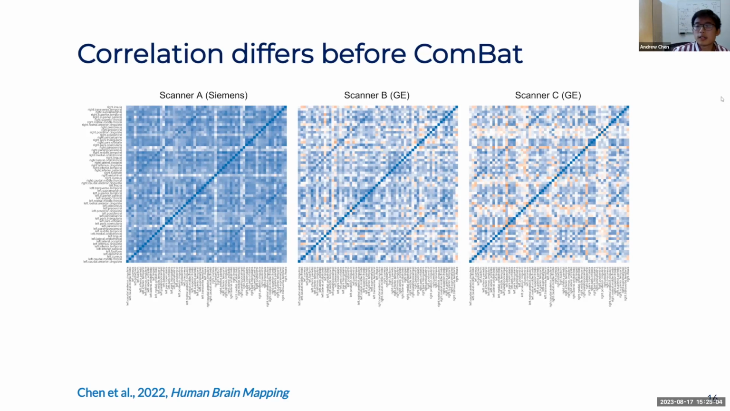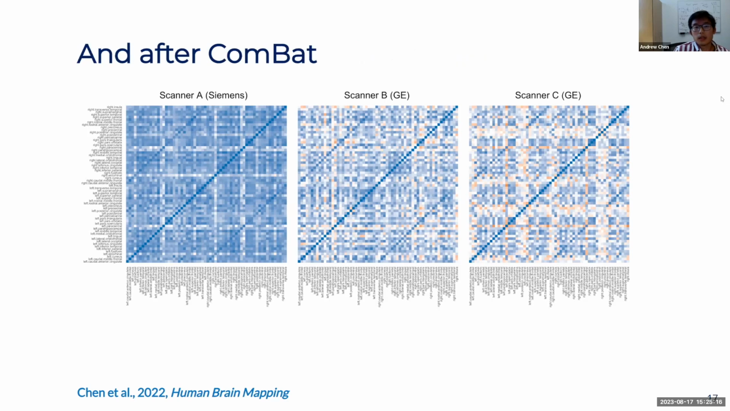So it's a pretty striking difference that we thought may be contributing to some of the machine learning results that we were looking at. And when we applied ComBat and looked at these correlation structures again, you'll notice that they don't change at all. So ComBat is, again, not addressing this specific type of site effect. And so we would design a method that specifically addresses this.